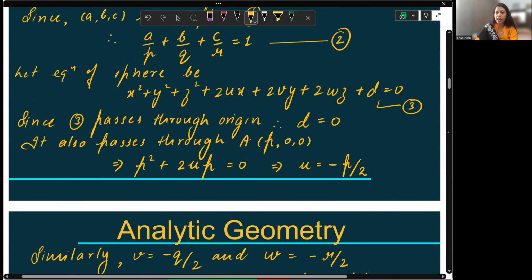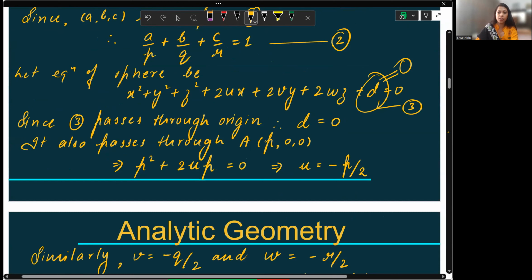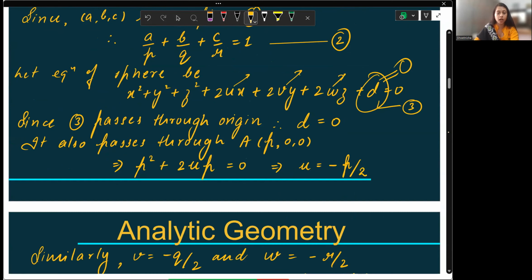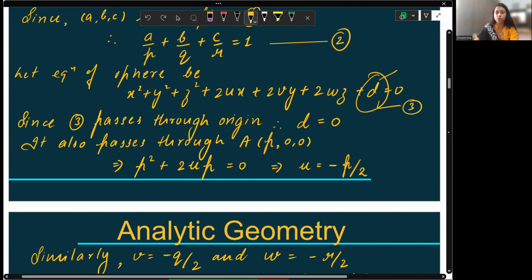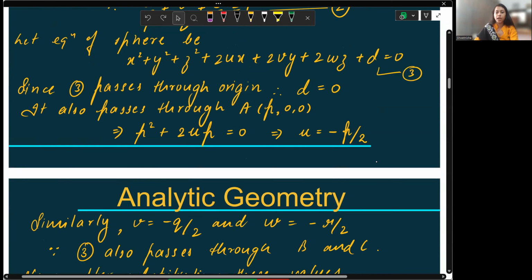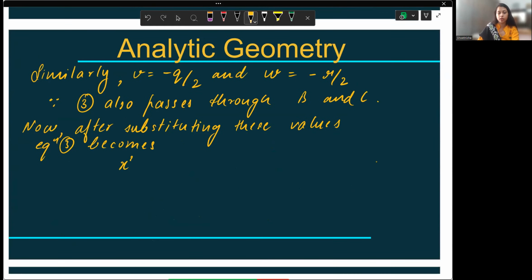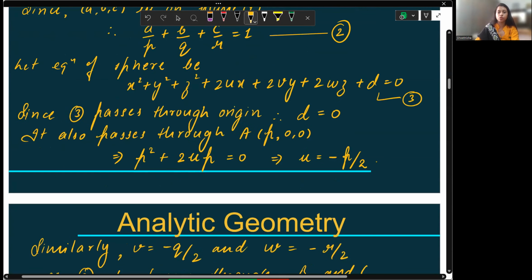so we have d as 0, right? Other than that, u is minus p by 2, v is minus q by 2, w is minus r by 2. Let's substitute the values. I'll get x square plus y square plus z square. Because of that minus, I'll have minus 2 and 2 cancels, minus px minus qy minus rz is equals to 0.